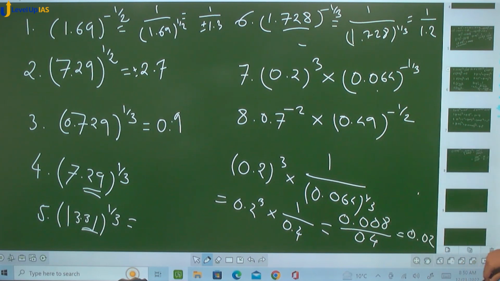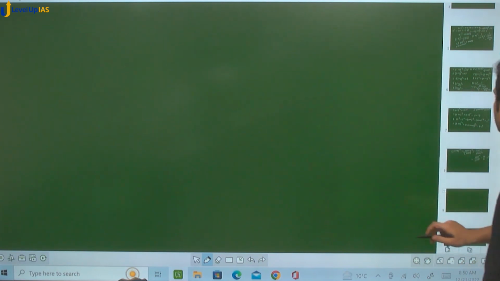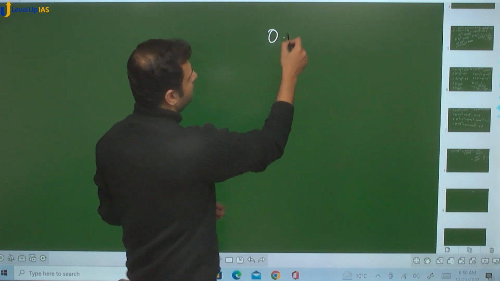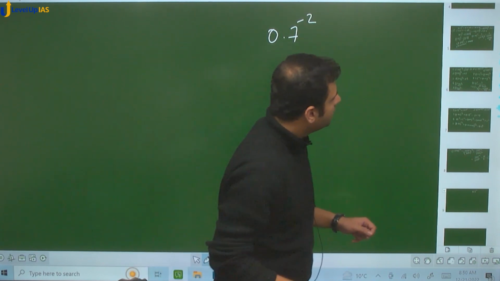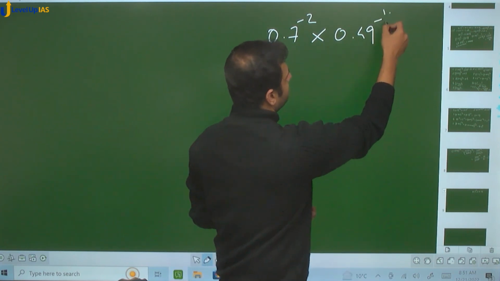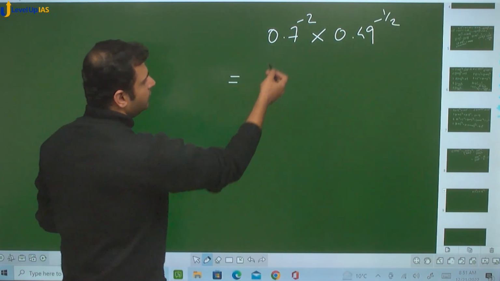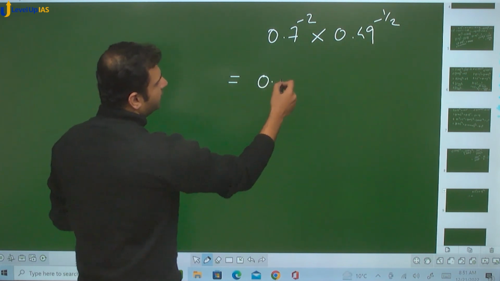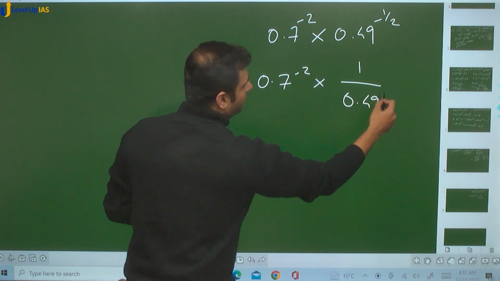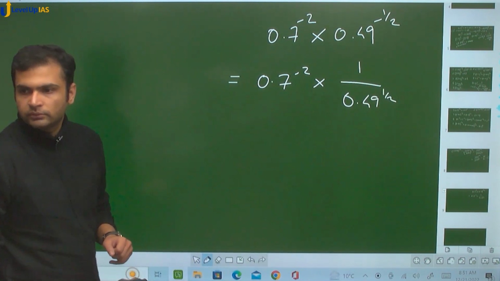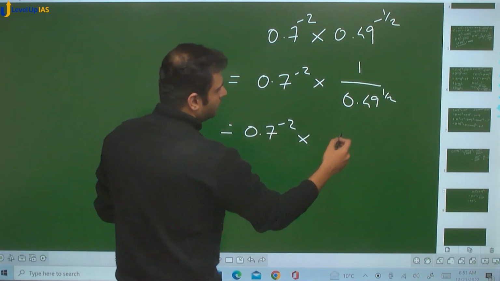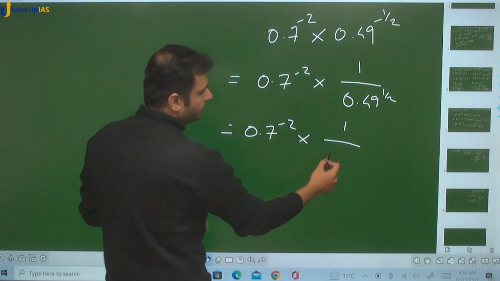Question number 8. 0.7 to the power minus 2 into 0.49 to the power of minus 1 by 2. Okay, fine. Let's just keep it like that. What is this? 0.49 to the power 1 by 2, right? This is 0.7 raised to minus 2 into 1 upon, what is this? 0.7.